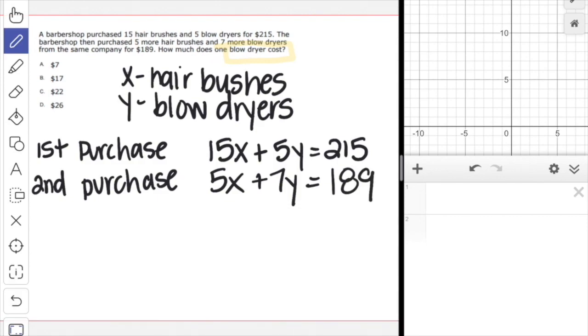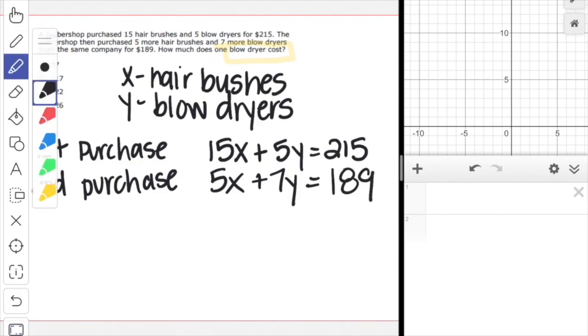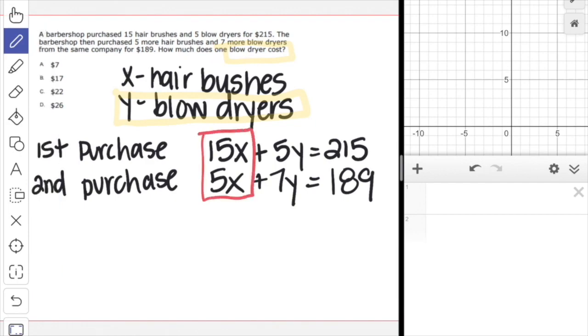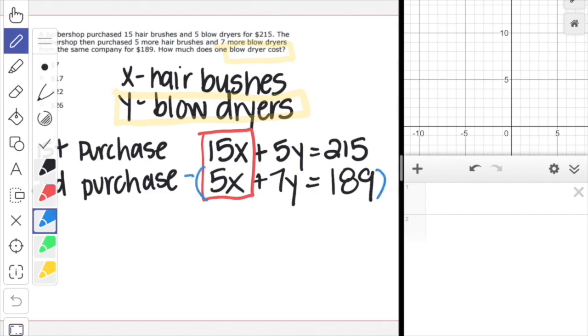Now, they want us to solve for blow dryers. So if we're solving for blow dryers, that means that we're solving for y. So if we're solving for y, then we want to eliminate x, because we're solving for the y variable. So the question is, can I turn 15 into 5 or 5 into 15? And the answer to that is I can turn 5 into 15, and I'm going to do that by multiplying by 3. Okay?